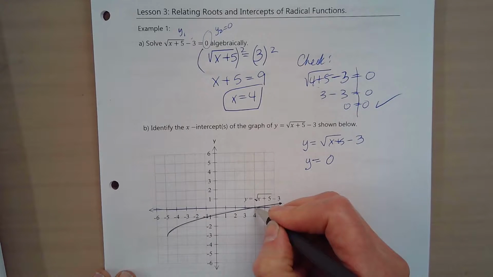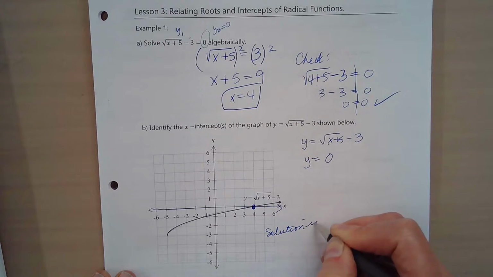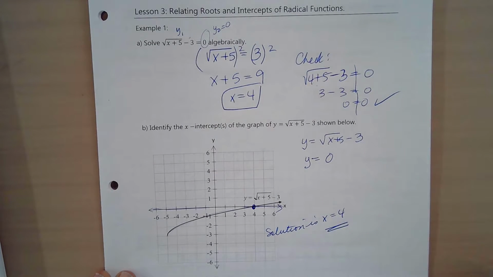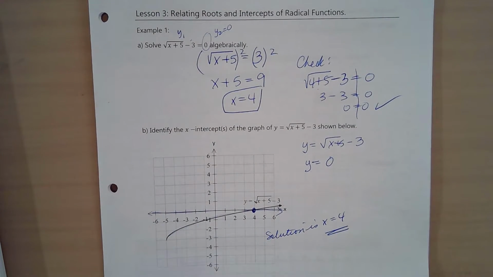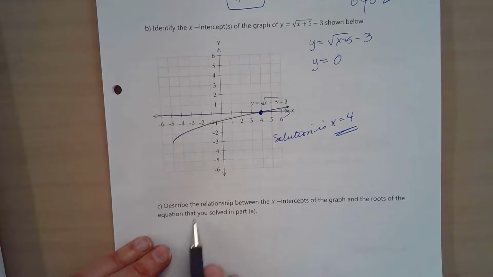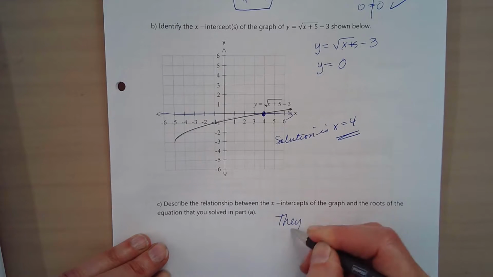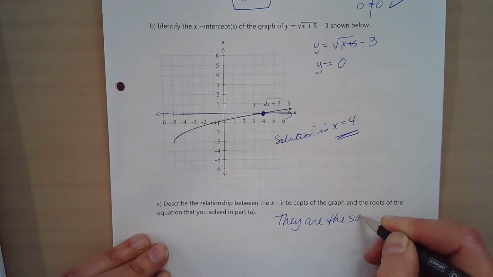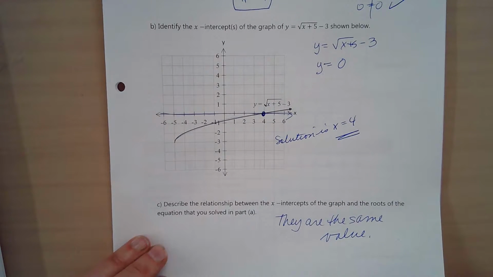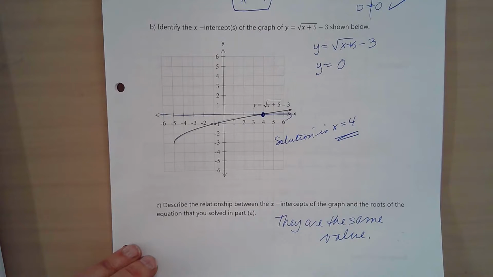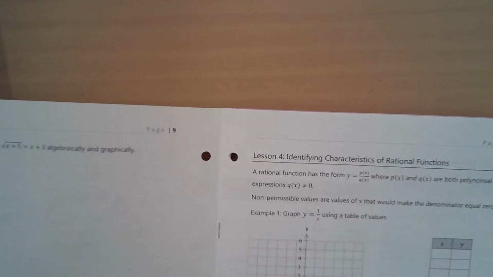Where do they meet? 4. My solution is x equals 4. Well, this time the graphing was easy because the graph was done for us. We just had to find the answer. But normally you have to do the graph. So describe the relationship between the x-intercepts and the roots of the equation. They are the same value. Okay. So that's the concept I want you to remember, reinforcing, you can solve the problem algebraically or graphically.